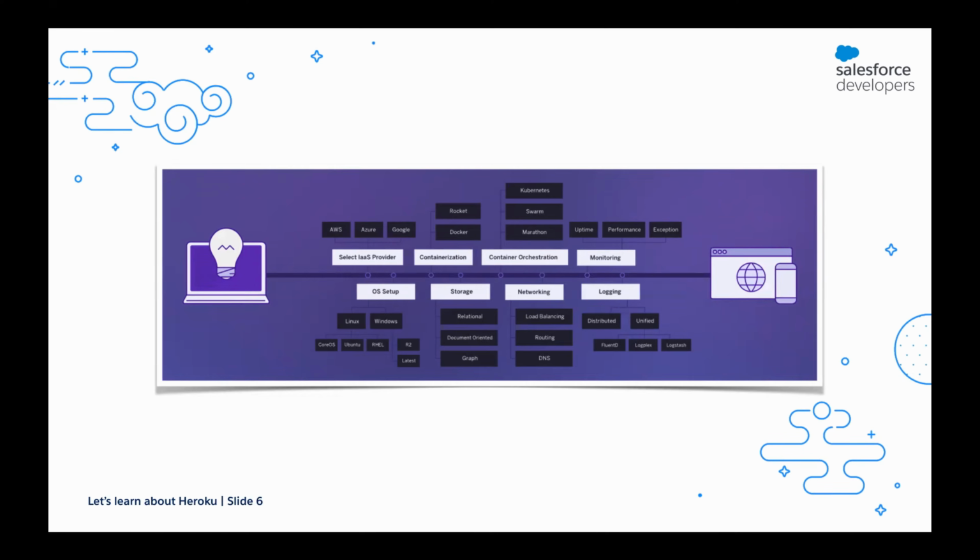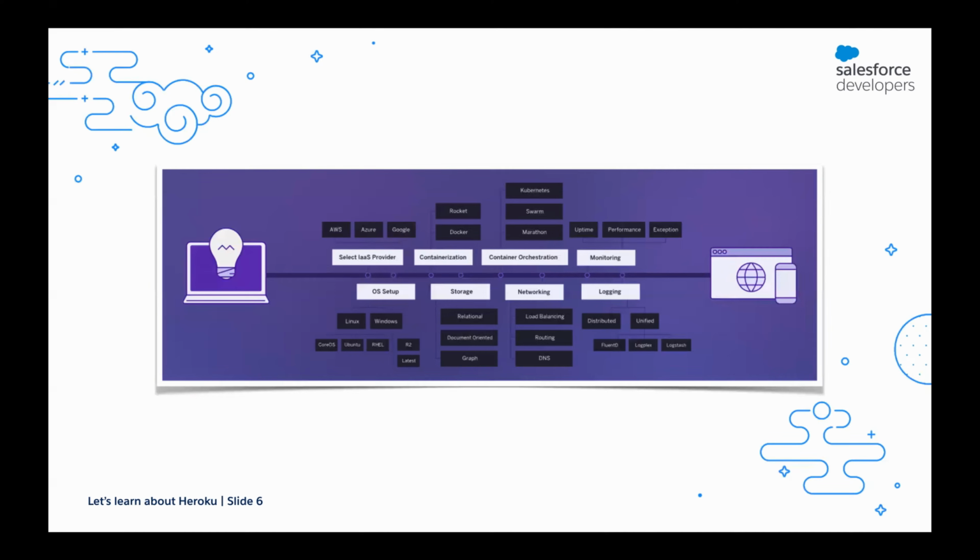First, you will need to select an infrastructure as a service provider. Am I going to deploy my application on AWS, on Microsoft Azure, on Google Cloud? If I already selected the infrastructure where I'm going to deploy my application, what is going to be my operating system? Am I going to be deploying on Linux, on Windows? And if it is Linux, what distribution of Linux? And if it is Windows, what license of Windows am I going to use to deploy the application?